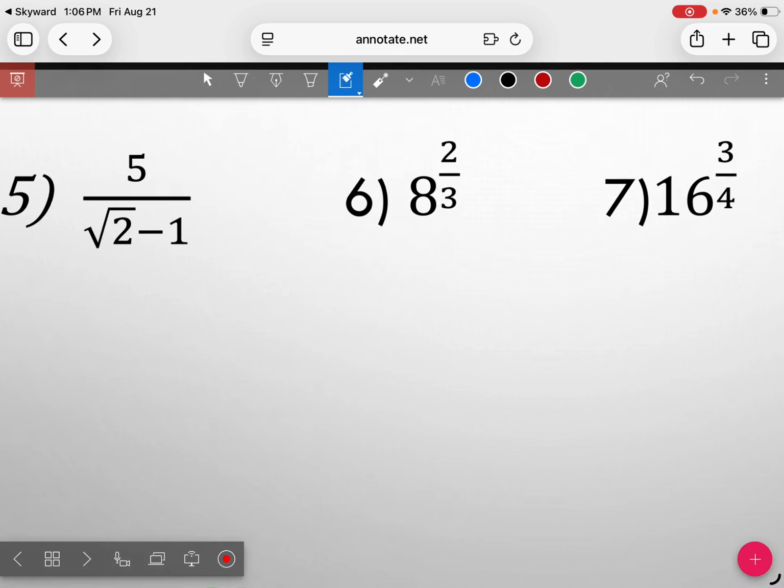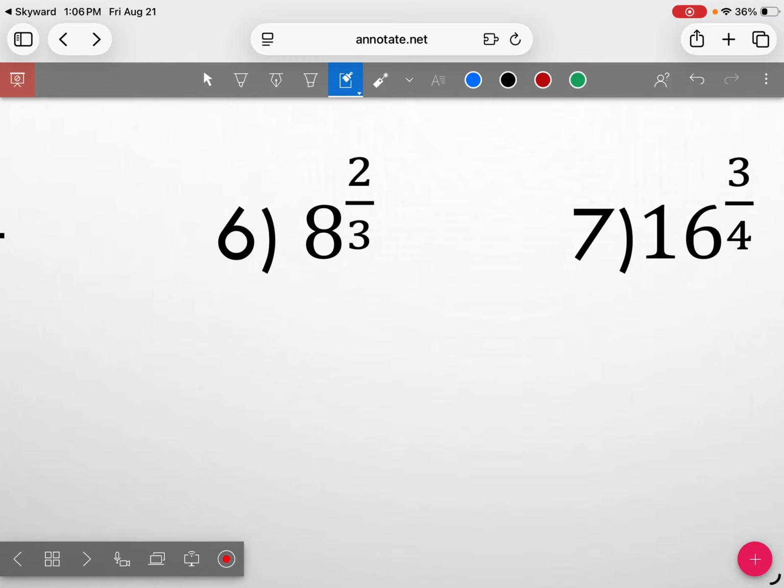All right, so first thing I want you to do for number 6 is write it in radical form. Write this in radical form. What number goes in the elbow? The 2 or the 3? The 3. And then 8 goes underneath, and it is squared.